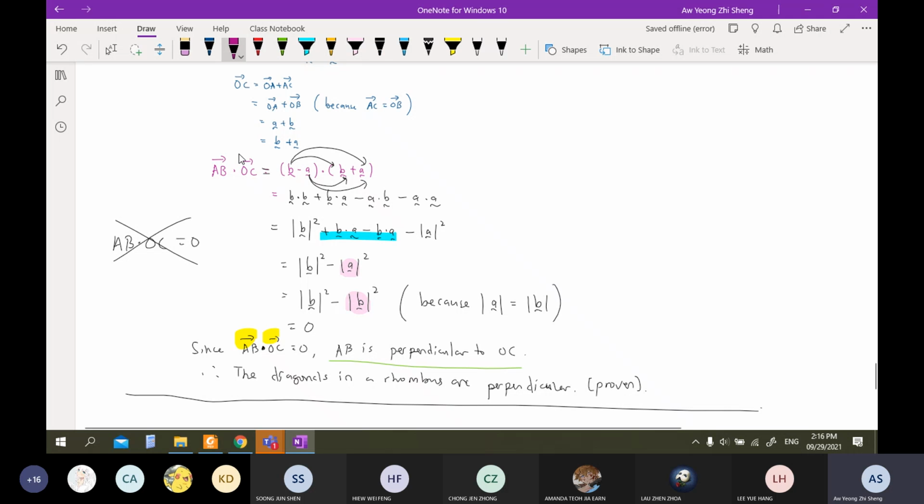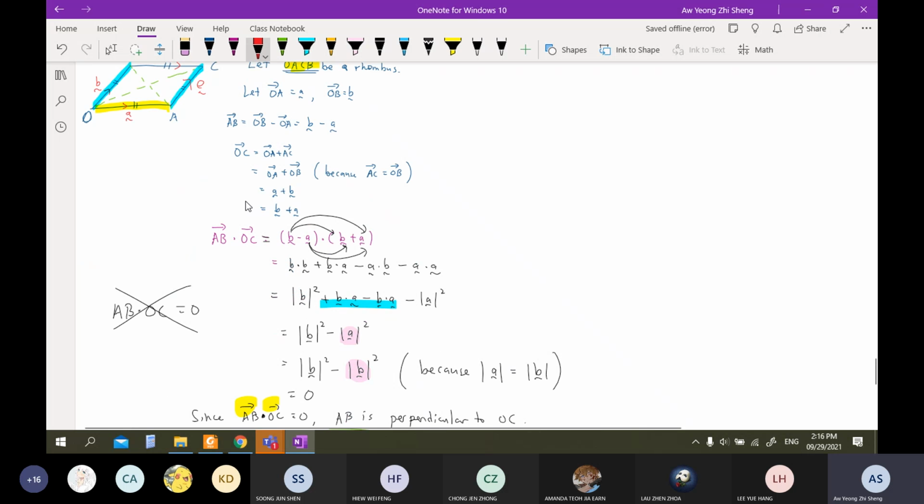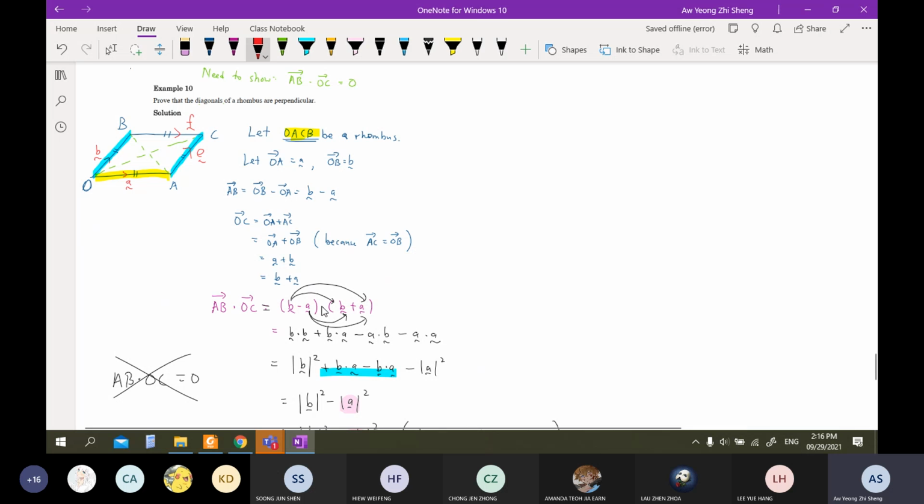Kushagri asks, are we allowed to label all sides as vectors since we know all sides are equal? If you want to call this vector E, and this vector F, of course there's nothing wrong. But then it will make your cancellation a bit more troublesome when you consider the dot product. If you do it this way, then when you take OA plus AC, you will get vector A plus vector E. And then when you have the dot product later, you will have B minus A dot with A plus E. The cancellation will be a bit more troublesome.